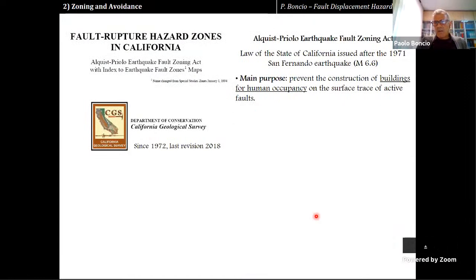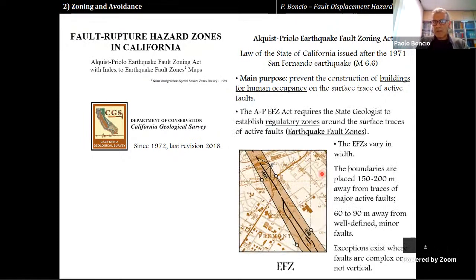It is worth having a look at the Alquist-Priolo Earthquake Fault Zoning Act, adopted by the state of California since 1972. The Alquist-Priolo Act defines regulatory earthquake fault zones around the trace of active faults. The earthquake fault zones are typically 300 to 400 meters wide with variations.